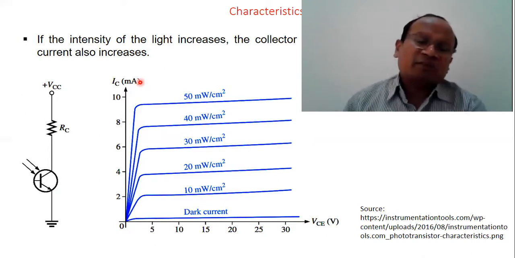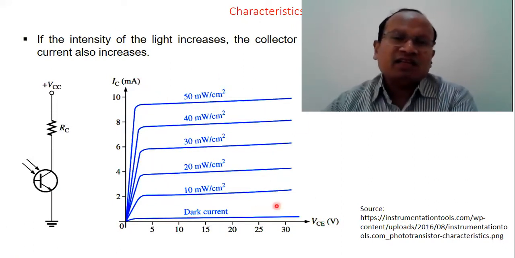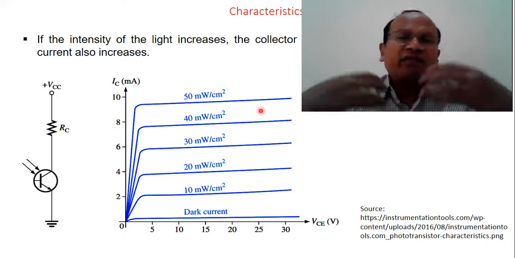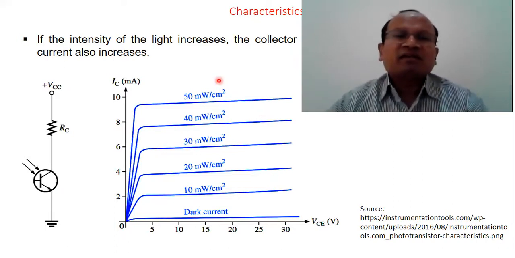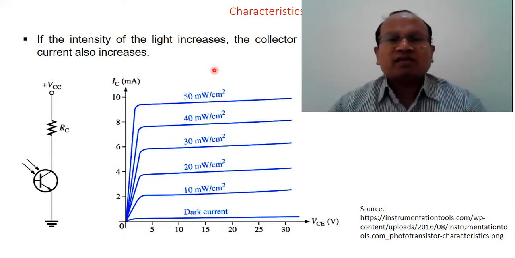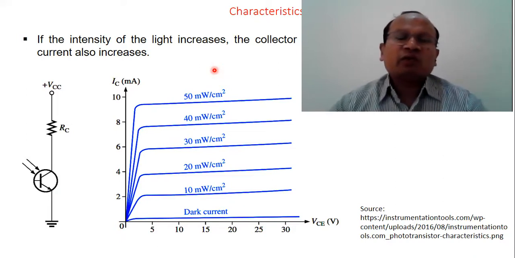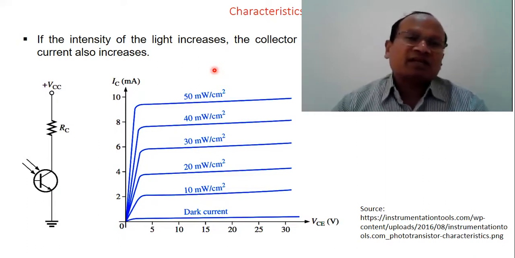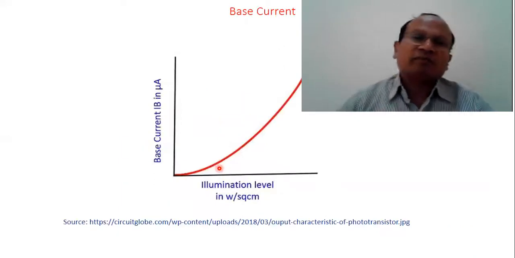All right, there what happens? We plot IC versus VCE, and all the different characteristics are for different values of IB. The IB is replaced by light intensity here, because we know that the base region is exposed to light, and that's the main reason for collector current. And therefore, here the factor which is impacting the collector current is not the base current, but the optical power.